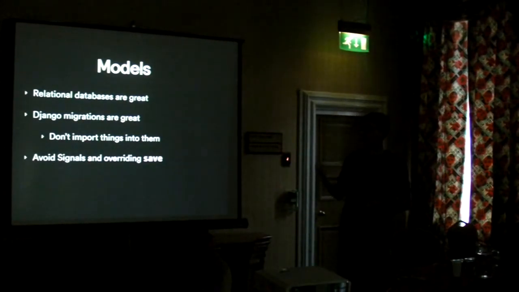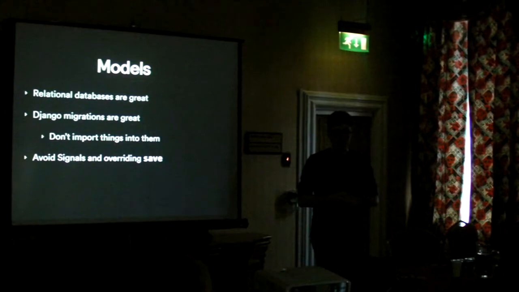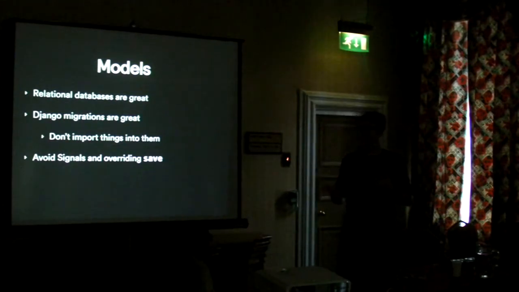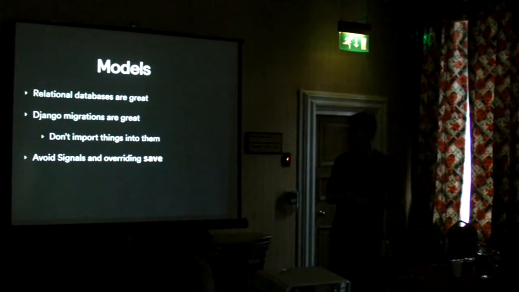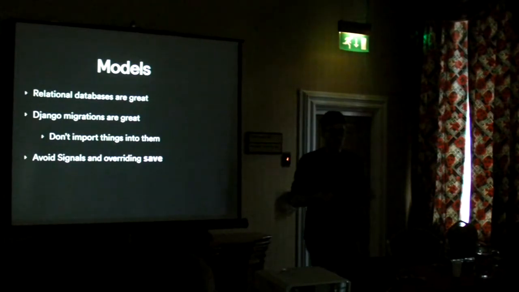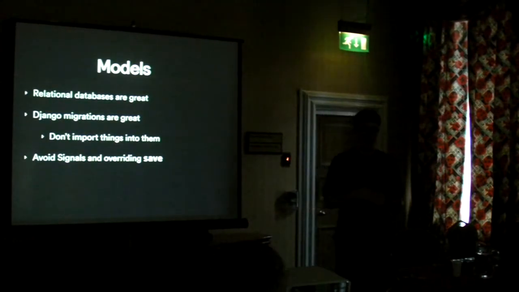We avoid signals and we avoid overriding save. I think we've got 3 signals in our code base across 360 odd models. There are always going to be exceptions to the rule, but they basically just make it difficult to know what is happening when you're saving a model or changing a model, and it can lead to performance issues and things like that. So we tend to avoid them, particularly for business logic.